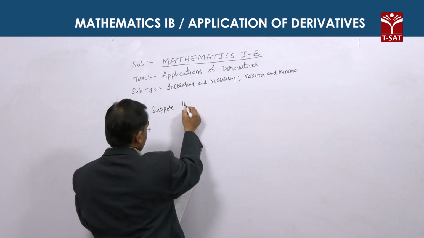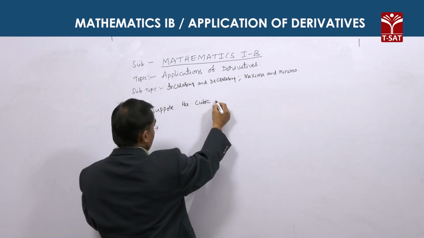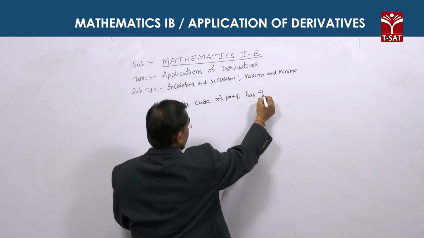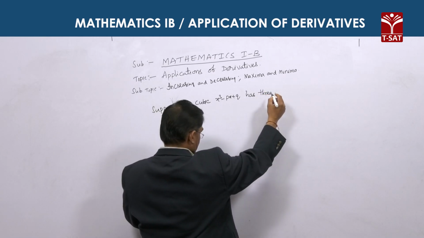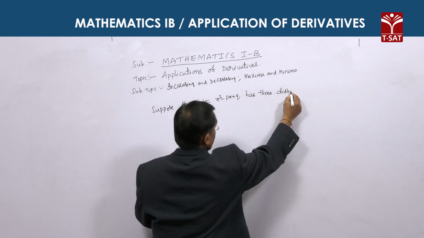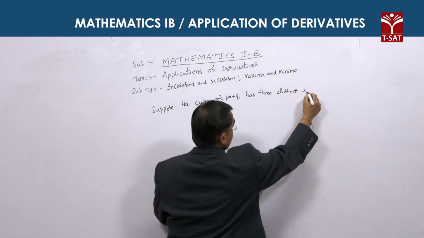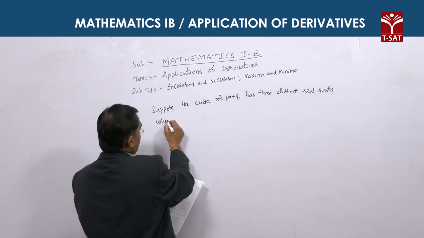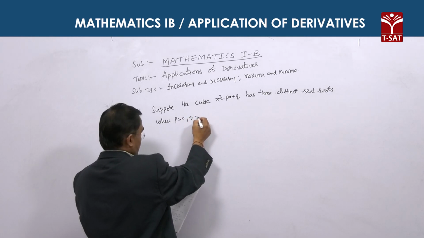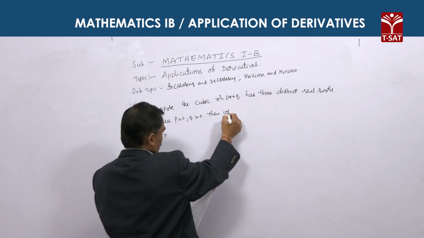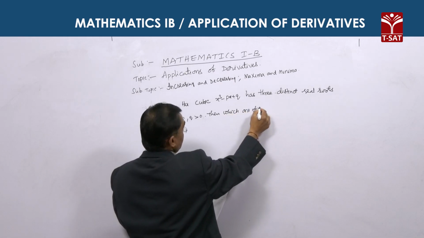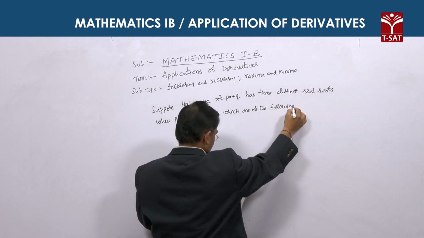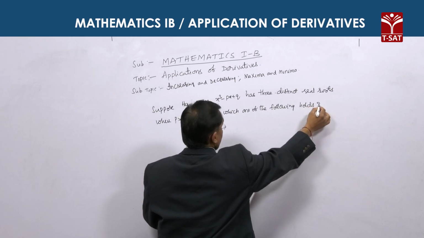Next question. Suppose the cubic polynomial x cube minus px plus q has three distinct real roots, where p is positive and q is also positive. Then which one of the following holds?